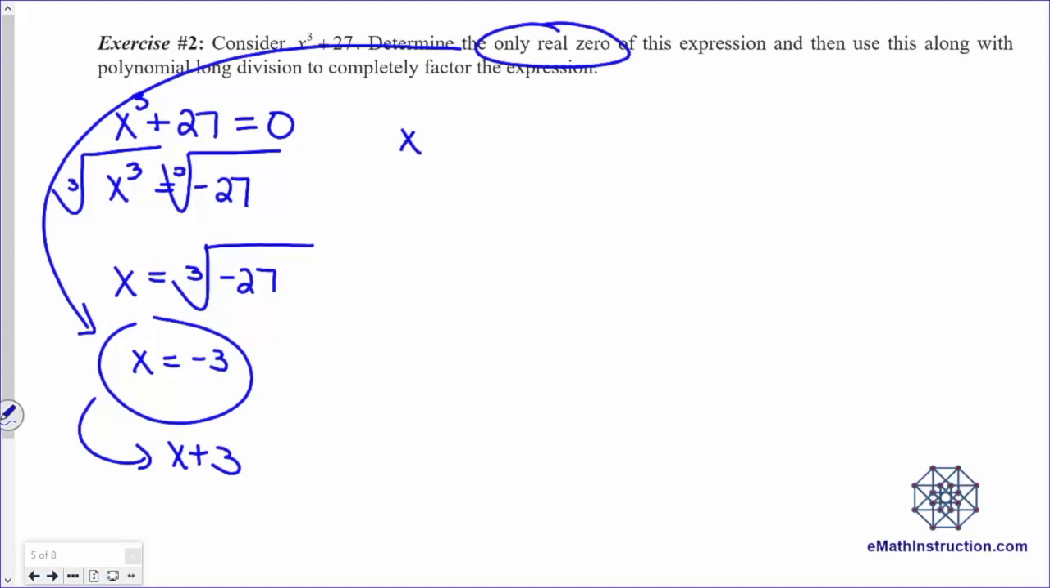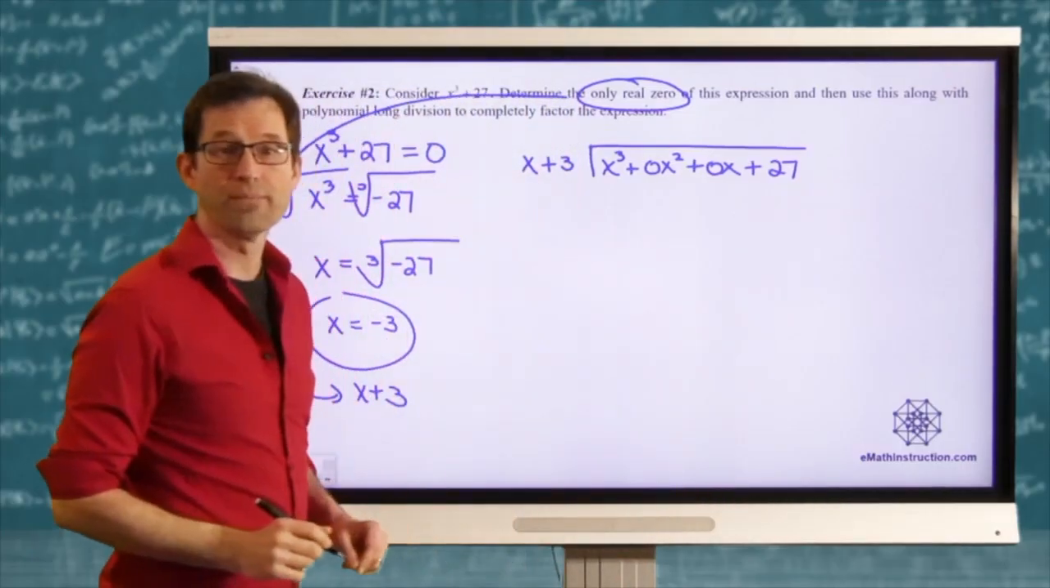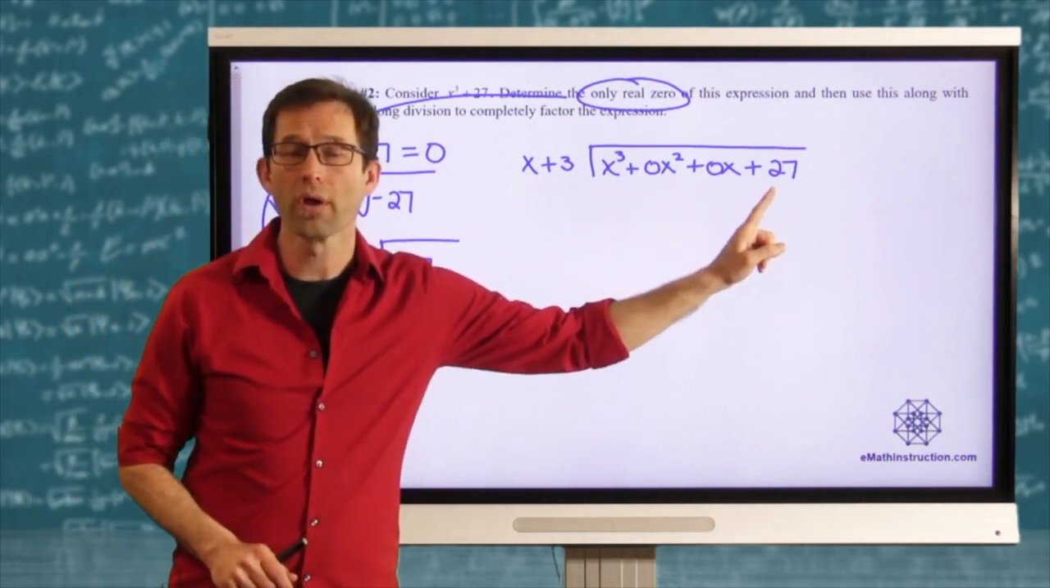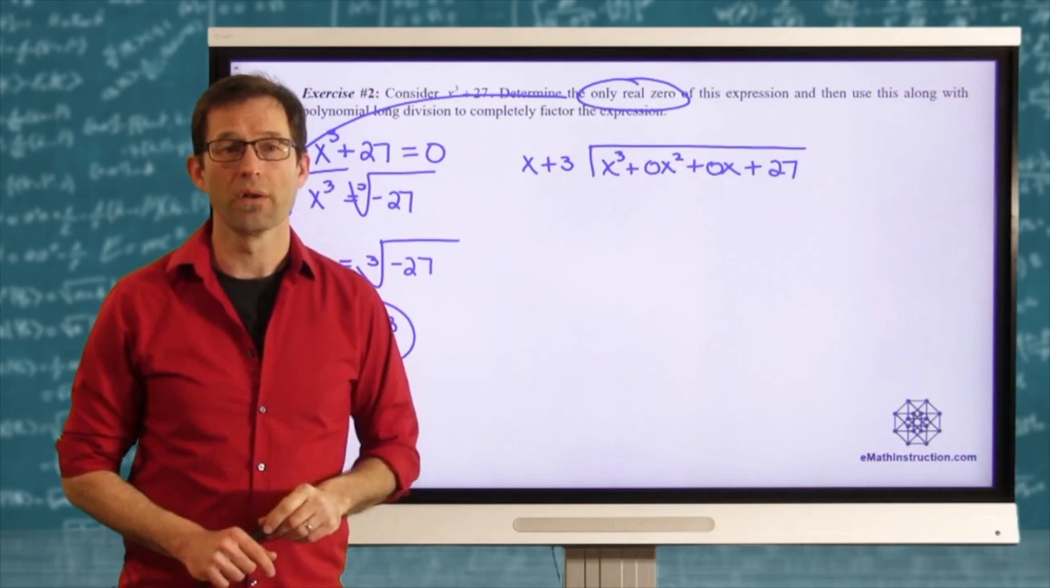Okay, so just like before, what I want to do is I want to try to do this division. x cubed plus 0x squared plus 0x plus 27. All right, I'd like you to pause the video right now and see if you can work through this polynomial long division.